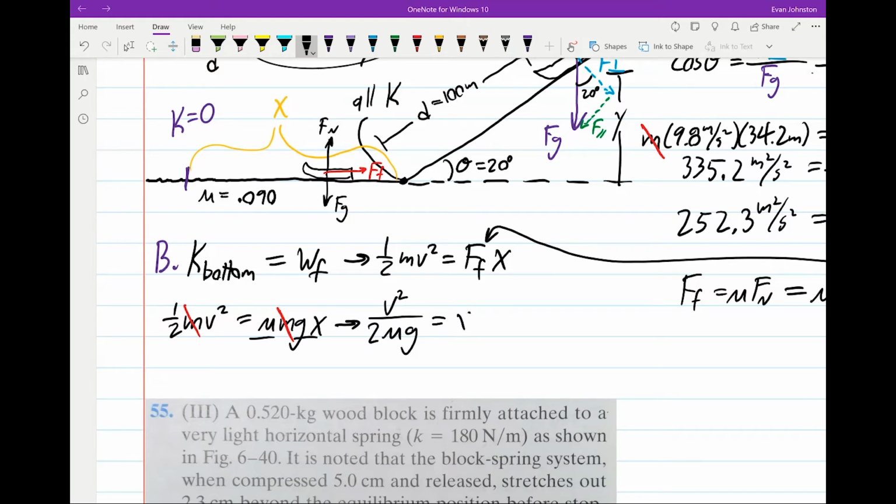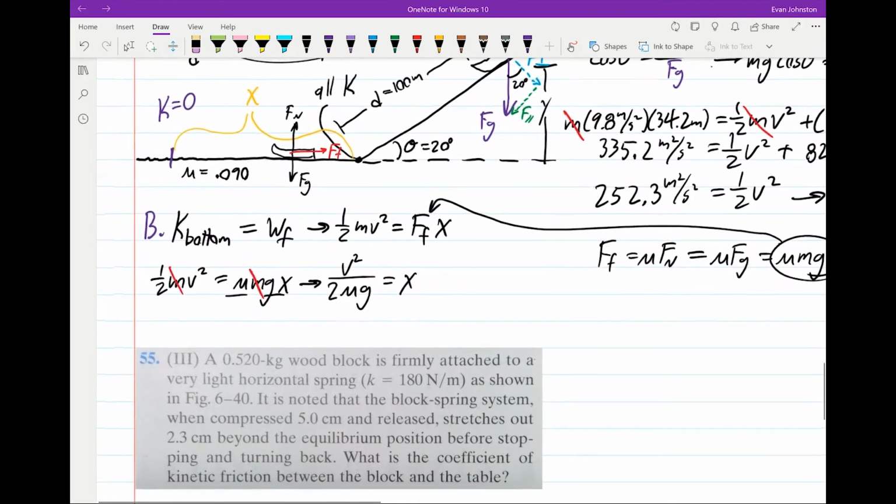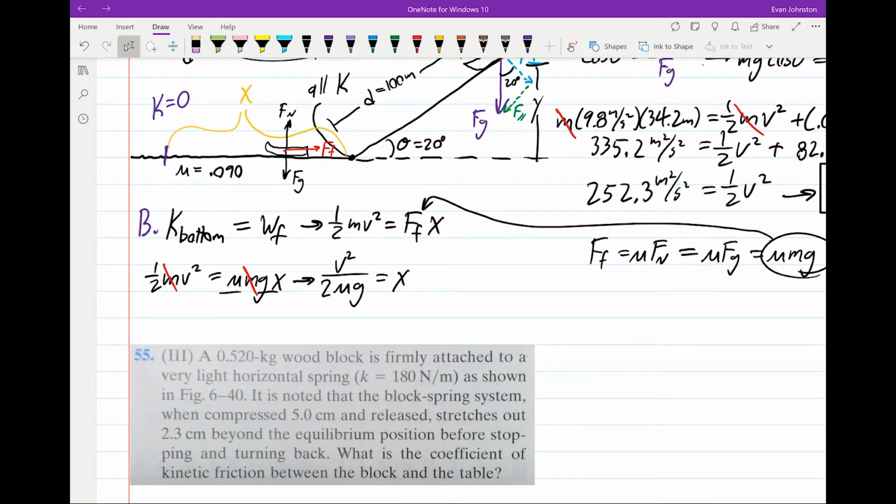sides, equals x. And now since we know the speed from part A, and if you didn't get part A, you could have just made up a number and still done part B is kind of the idea. That's what I would hope you would do on an AP exam at least. Then we can plug in our values. We have 22.5. We're going to square it. We're dividing it by 2 times 0.090 times 9.8.